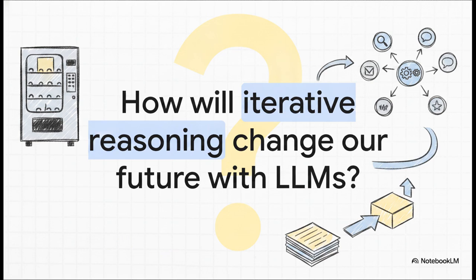Which leaves us with this final thought. We are rapidly moving away from treating AI as a simple vending machine, where you put a prompt in and get a single answer out, and moving towards treating it as a reasoning engine that iterates, critiques, and refines its own work. So how will iterative reasoning techniques like chain of density change our relationship with LLMs in the future? It's a fascinating question, and one I really hope you all explore as you test out these structured prompting techniques for yourselves.